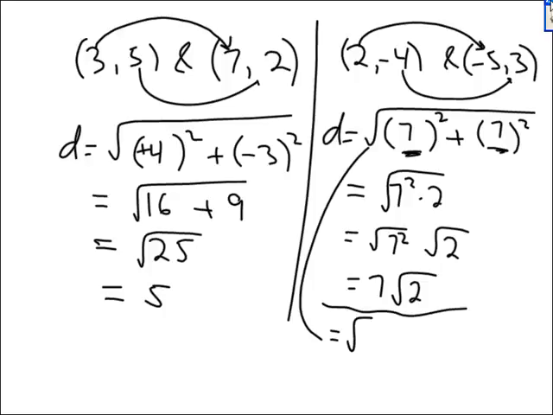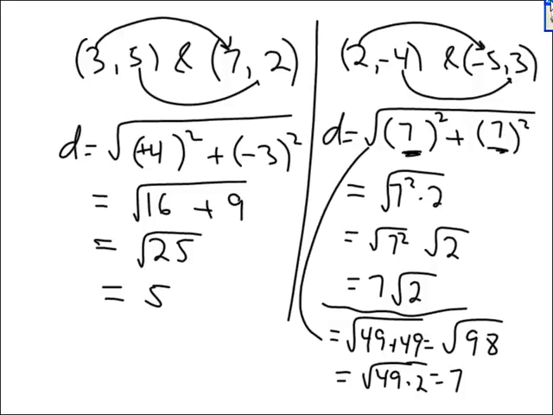Some people, I think they're making it harder. They'll say 7 squared is 49 plus 49 is 98. And then they have to ask themselves, what's the largest number that goes into 98 that you know the square root of? And you're not going to believe this, but it's going to be 49 times 2. So you can take the square root of 49 separately and then multiply that by the square root of 2. And there it is. But that's exactly what I had before. And I didn't have to know what 7 squared was. I didn't have to know what 7 squared plus 7 squared was. That's too hard.